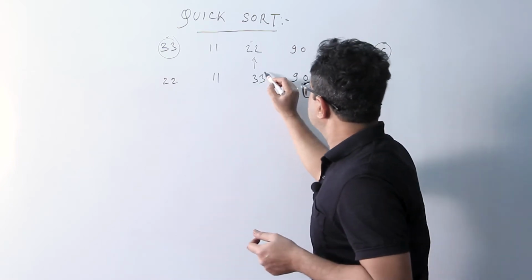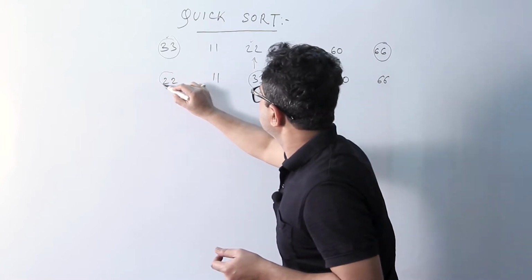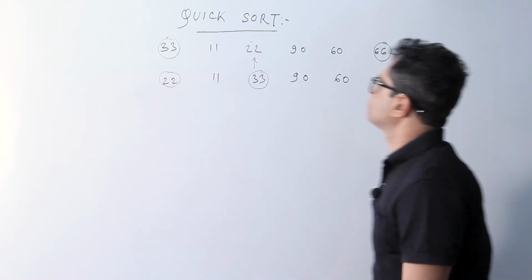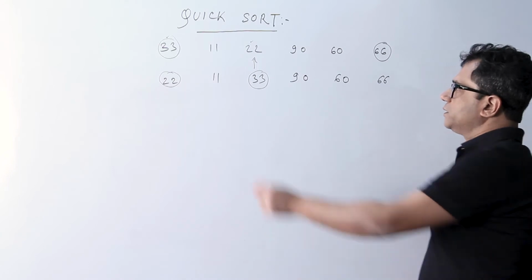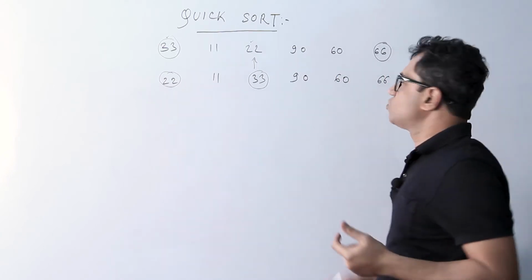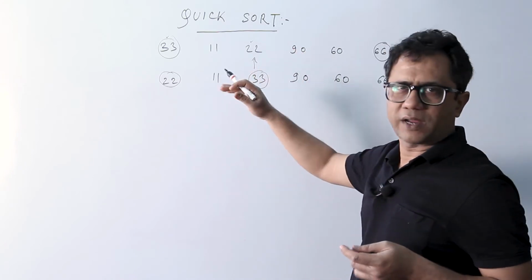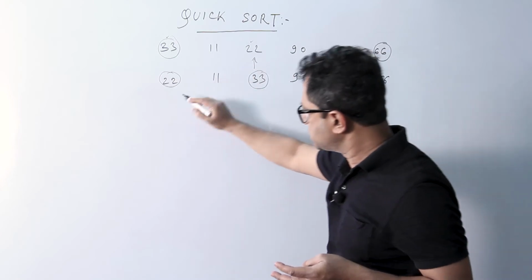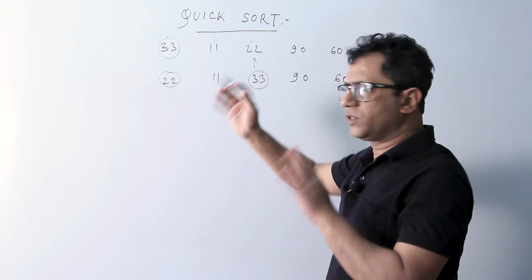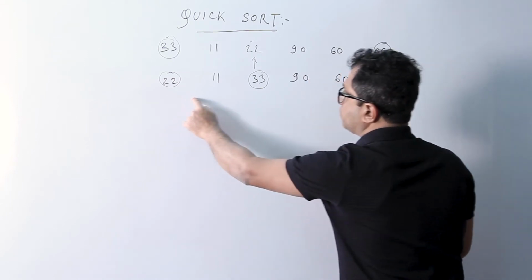Now let us encircle this 22 and 33, and we will follow the same pattern which we have done in the previous instance. In the next step, we will do it in an alternating fashion. That is, now we are going to scan from the left to right.